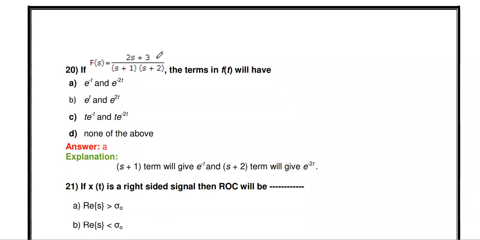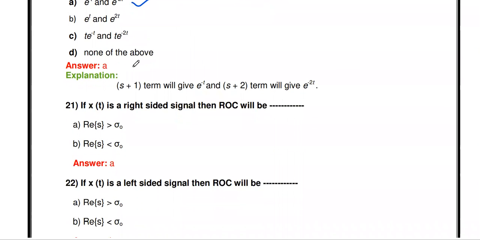If F of s equals (2s plus 3) by (s plus 1)(s plus 2), what terms will f of t have? That is, the inverse Laplace transform f of t will have which terms? In the partial fraction method, we write F of s as A by s plus 1 plus B by s plus 2. For any value of A and B, the inverse Laplace transform of some constant by s plus 1 is e power minus t, and for this one e power minus 2t. So f of t will have an e power minus t term and an e power minus 2t term.